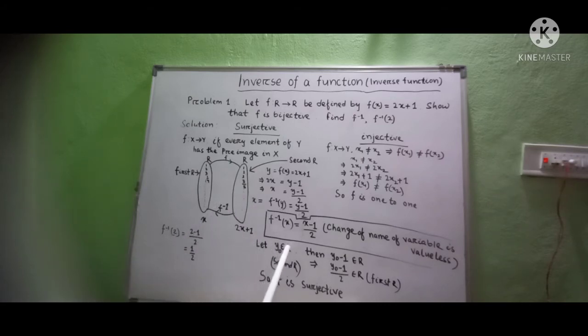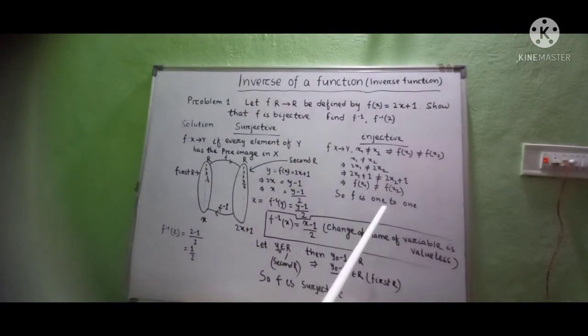In general, you can also write it like this: let y belong to R, then y - 1 belongs to R, which implies (y - 1)/2 belongs to R. But for your clear understanding, I have taken y0. This is surjective. Here also x1 is not equal to x2, so 2x1 is not equal to 2x2, 2x1 + 1 is not equal to 2x2 + 1, which implies f(x1) is not equal to f(x2). So f is one-to-one.